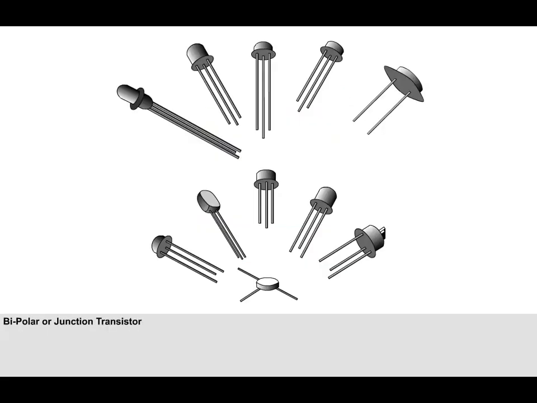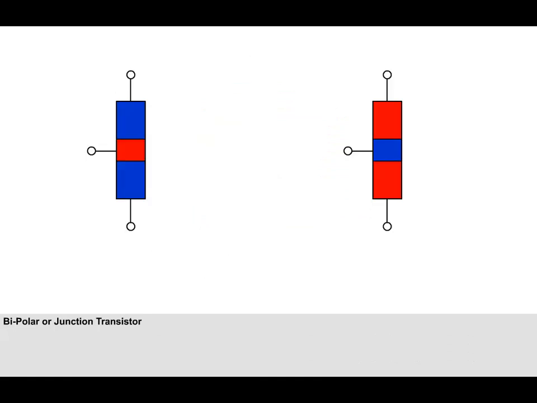We will now look at the bipolar or junction transistor. There are two types of junction transistor. They are known as the NPN transistor and the PNP transistor.